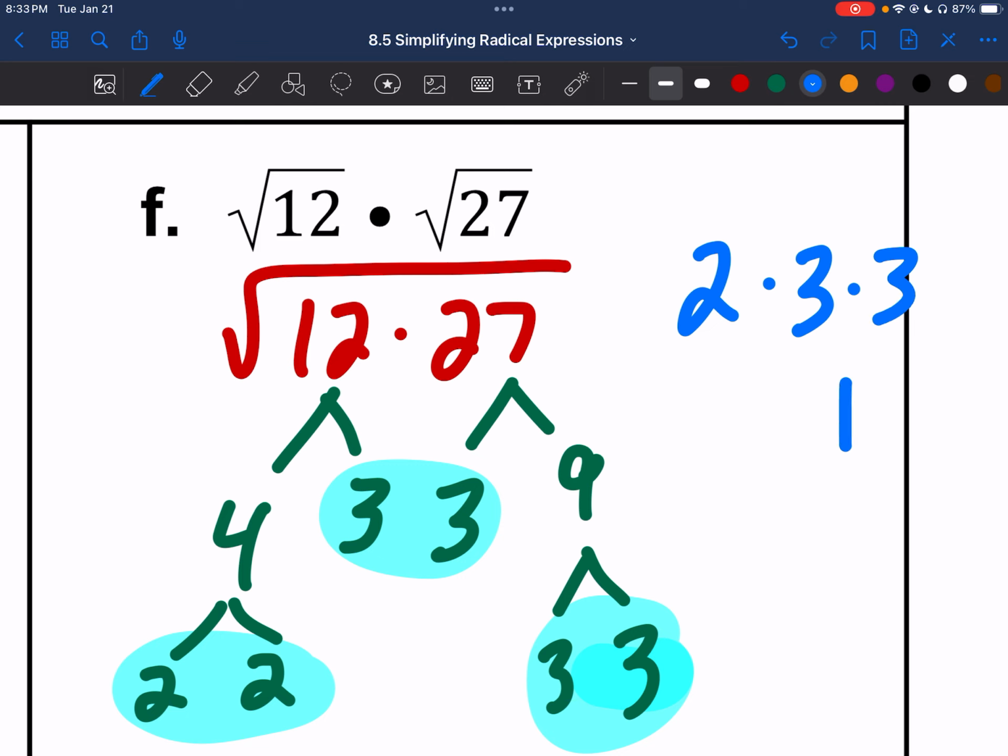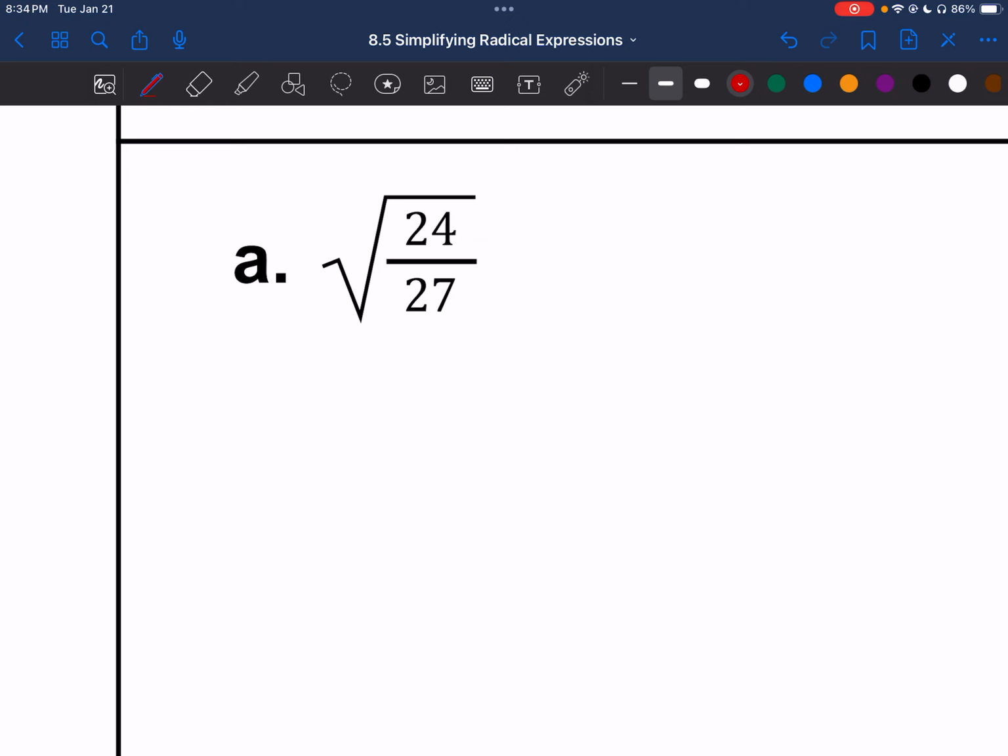Okay. So example 3 is going to be dividing square roots. So we are going to work with division of square roots. All right. Now, when I look at this, the first thing I always want to do is simplify a fraction if I can first. 24 over 27. Can I simplify that fraction? Can I reduce that fraction? Well, they are both divisible by 3. So I can rewrite this fraction as the square root of 8 over the square root of 9.